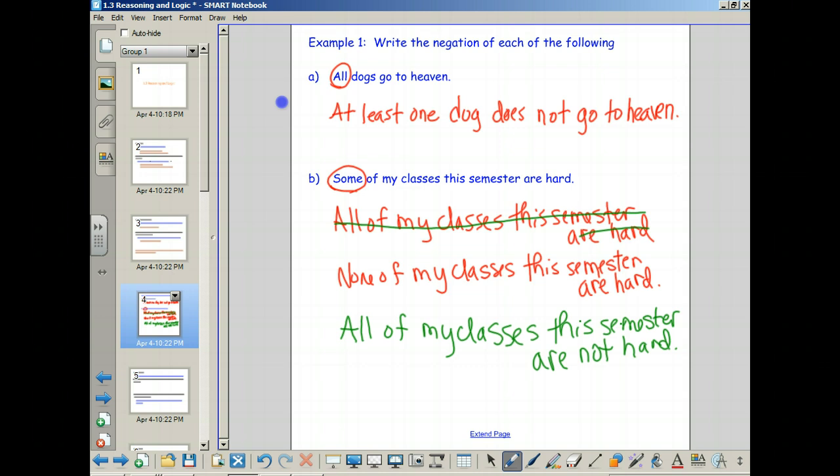Notice I did not say easy. Okay? There's somewhere in between hard and easy. You guys know it. Right? There's classes that you work hard in, but they're not conceptually hard, and you got to make those distinctions. So we're not trying to do that. We're just trying to negate what's simply said. So you could say all of my classes this semester are not hard. It is not quite as clean, right? But it's correct, and either of those statements at the end would work just fine. Sound good? All right.